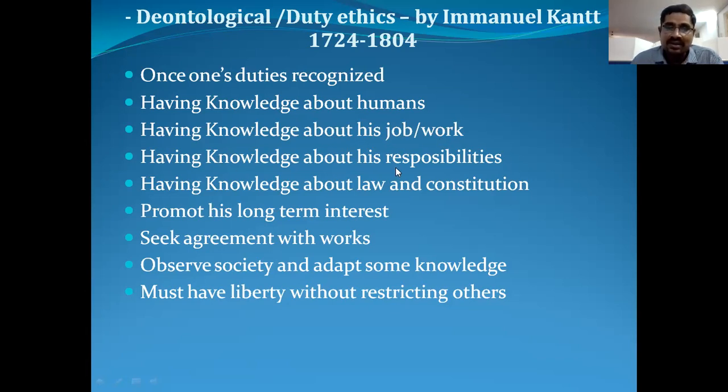Next, having knowledge about his responsibilities. Everyone should know his responsibilities as an engineer, as a friend, as a brother, as a sister, as a human being. We should know our responsibilities.